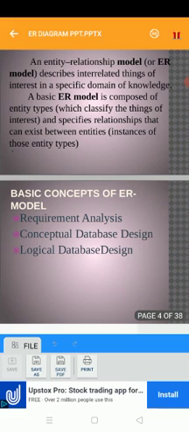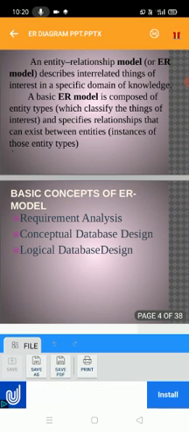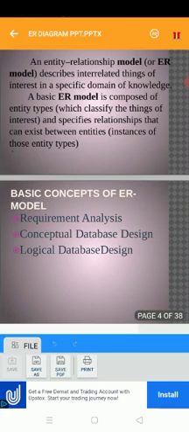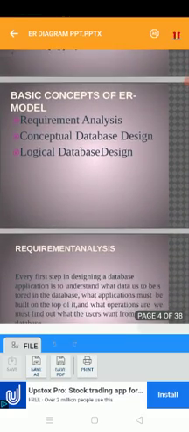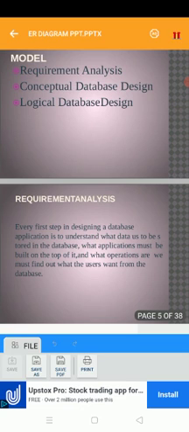Basic concepts of ER model. Today we learn about requirement analysis, conceptual data design, and logical database design. First we discuss requirement analysis. The first step in designing a database application is to understand what data we must store in the database, what application must be built on top of it, and what operations we must find out, what the users want from the database.